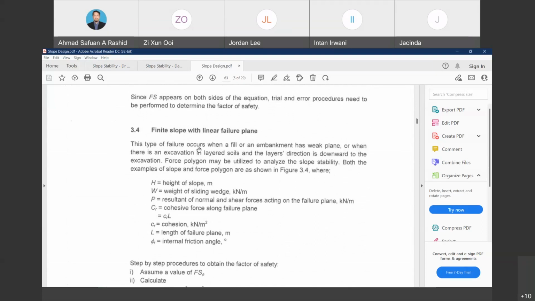So this type of failure occurs when a fill or an embankment has a weak plane, or when there is excavation in layered soil and the layer direction is downward to the excavation. So this is what I mentioned previously. When we construct an embankment and there is a weak plane, or for a natural slope we do the excavation and then find that the layer direction is downward to the excavation, a force polygon may be utilized to analyze the slope stability. Both the example of the slope and force polygon are shown in figure 3.4.